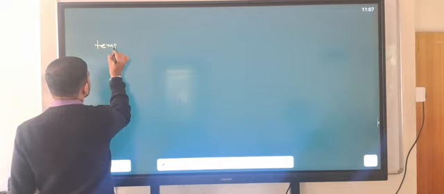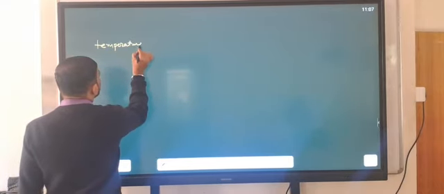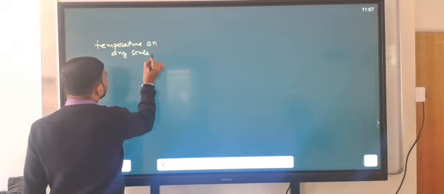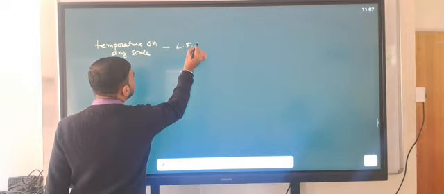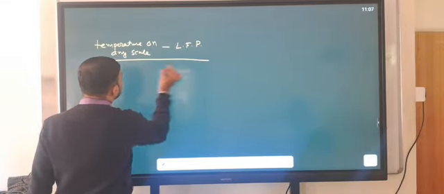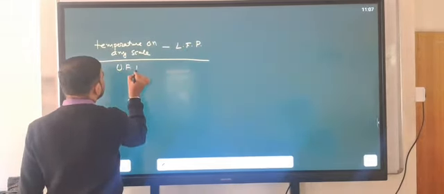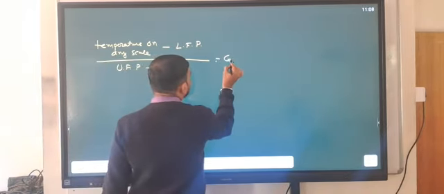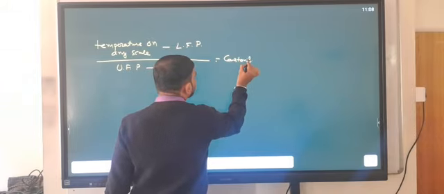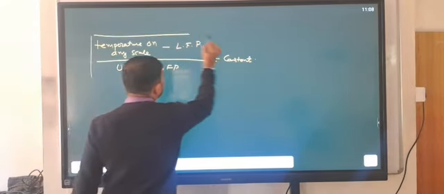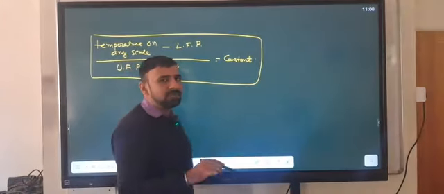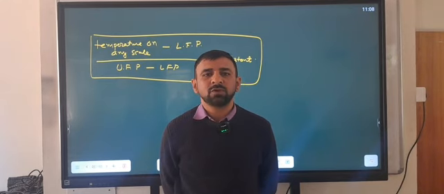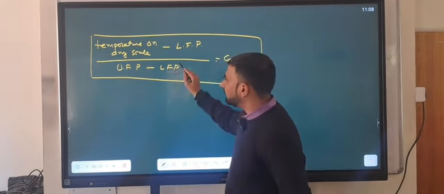Temperature on any scale minus low fixation point upon upper fixation point minus low fixation point is constant. Okay, so this is the key factor in these cases. In solving questions like this, you have to use the formula I have given.